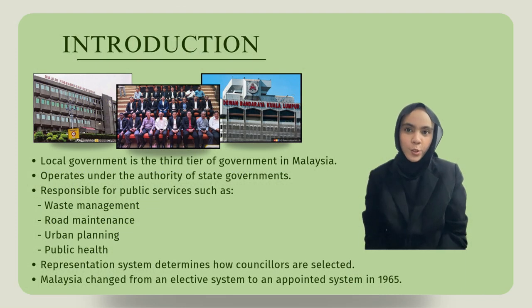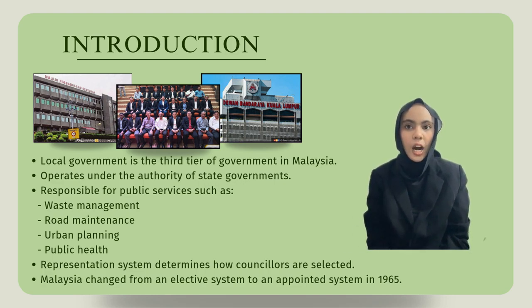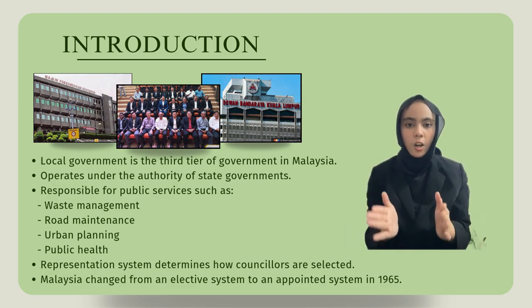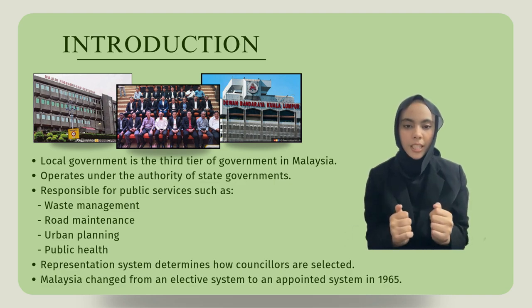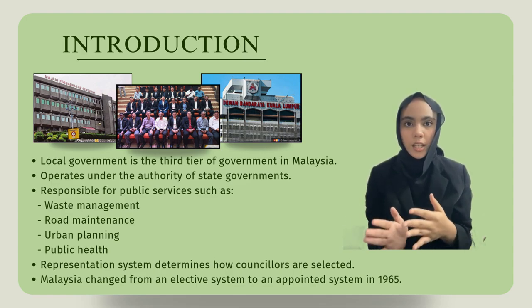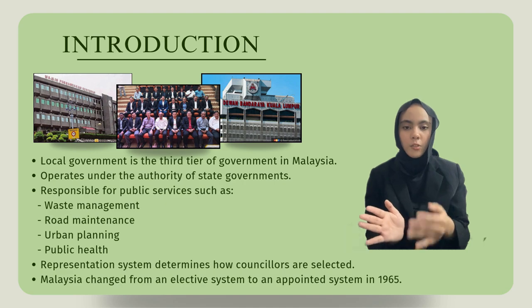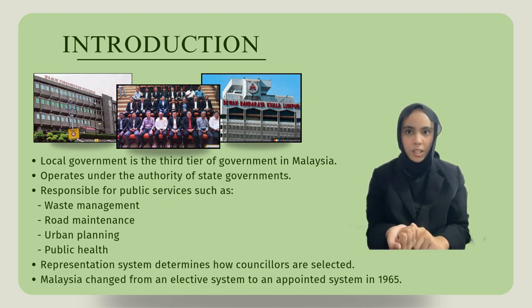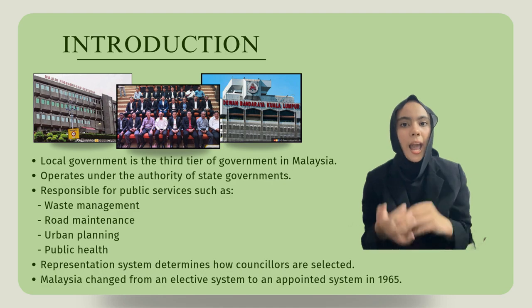Now, good morning everyone. Today I will be presenting on the topic distinguishing between the previous and the current representation system in the local government. Local government is the third tier of government in Malaysia and operates under the authority of the state government. It plays a vital role in delivering public services such as waste management, road maintenance, urban planning, and public health.